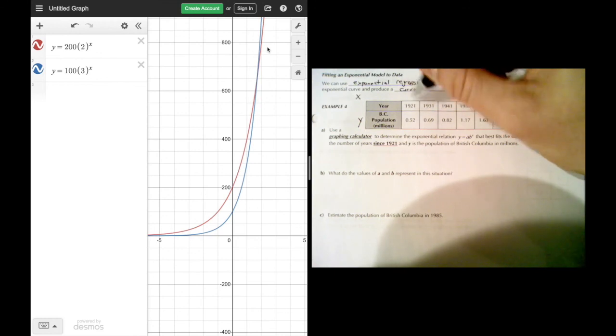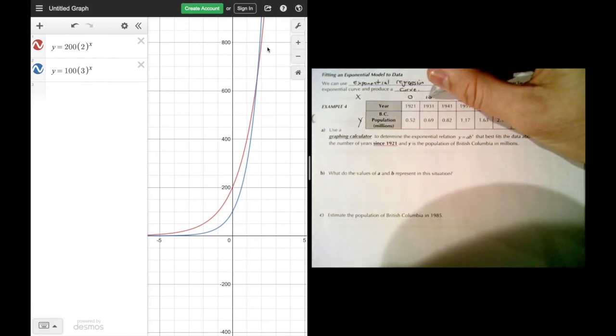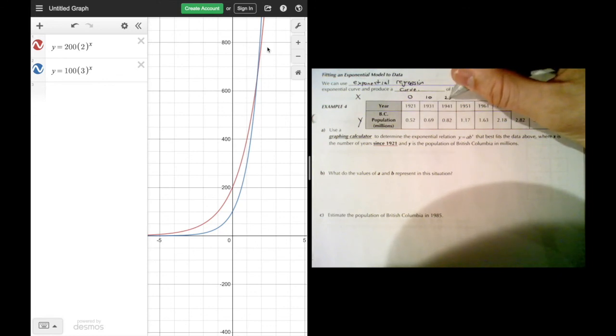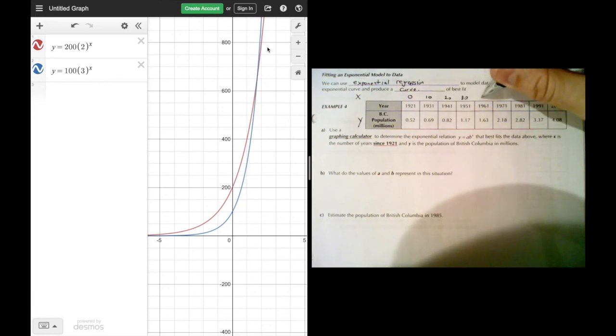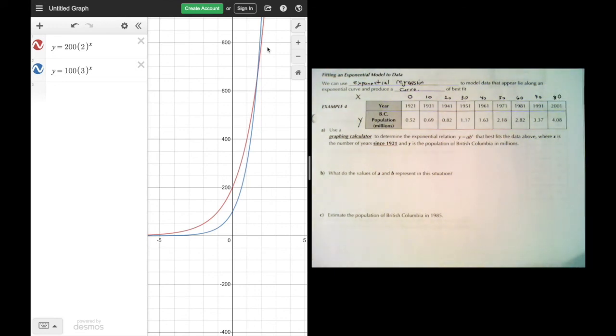So 1921 we're going to call year 0. And then every year, this one's 10 more, that one's 10 more. We're going up by tens: 40, 50, 60, 70, 80. Those are going to be our x's. So let's make our table here.